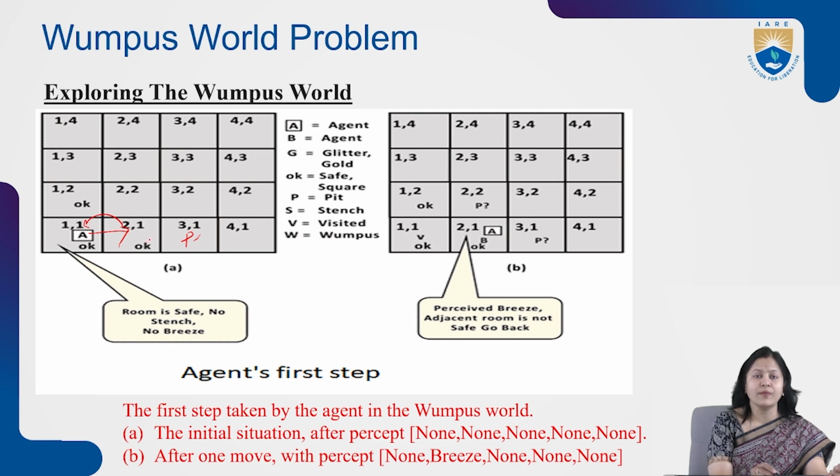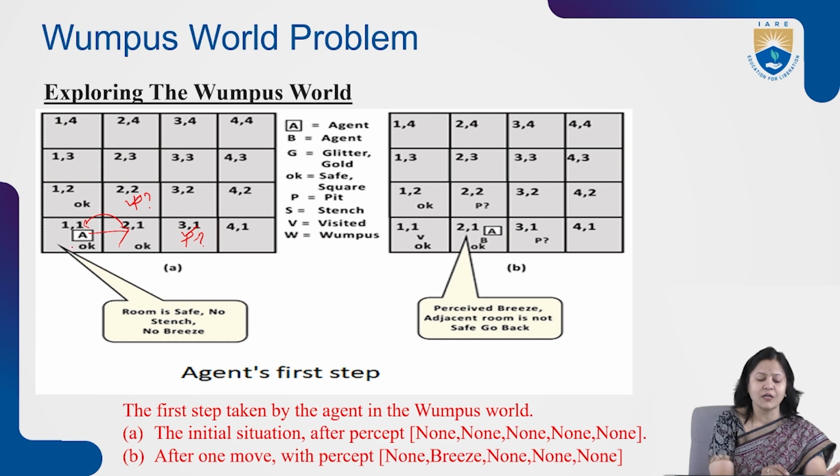Based upon the sensor fitted on his body, he will sense that a breeze is there, meaning a pit is available adjacent to this 2-1 square. That means definitely either this 2-2 square or this square will have the pit, right? That is why I'm writing P question mark and P question mark here. The agent does not know whether the pit is at the 2-2 location or the 3-1 location. It is a question mark for the agent, but the agent will take the decision by applying his reasoning and will return back to the original place 1-1.